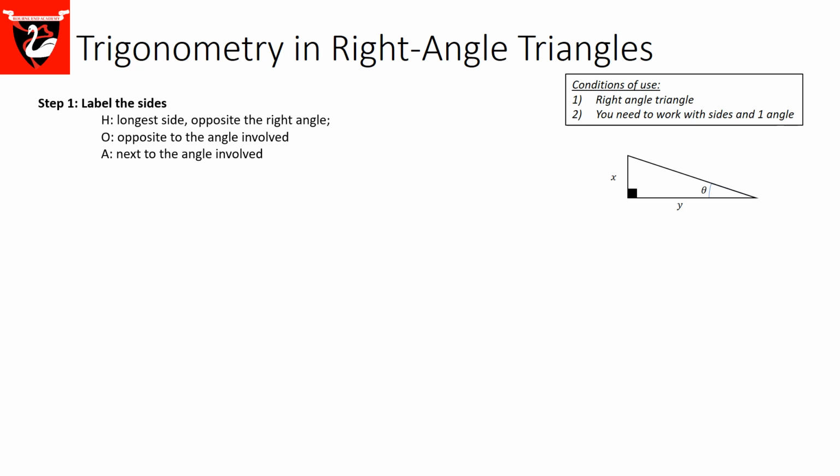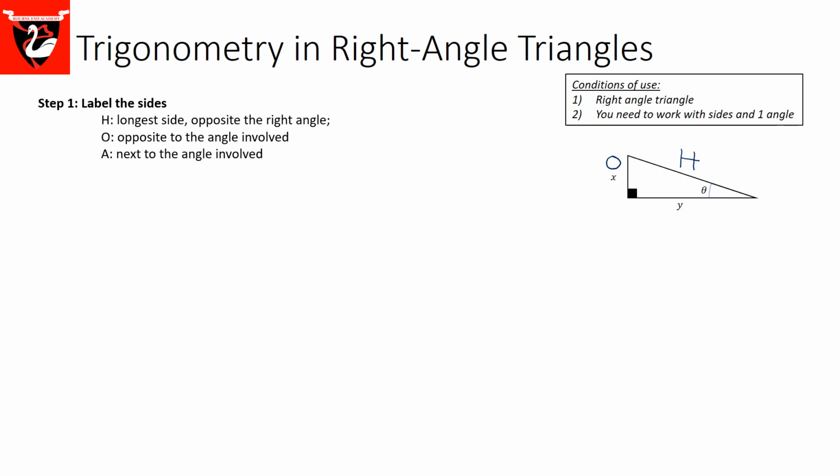Step number 1, you have to label the sides. Each side has to have a name. The side that's opposite the right angle is called the hypotenuse. Label it with the letter H. The side that is opposite to the angle you have worked with is called the opposite side. You're going to label it with the letter O.